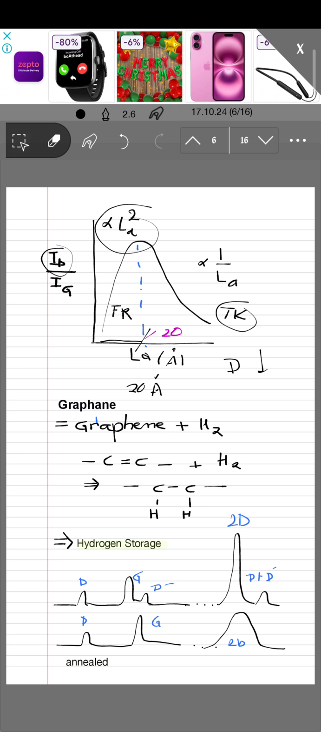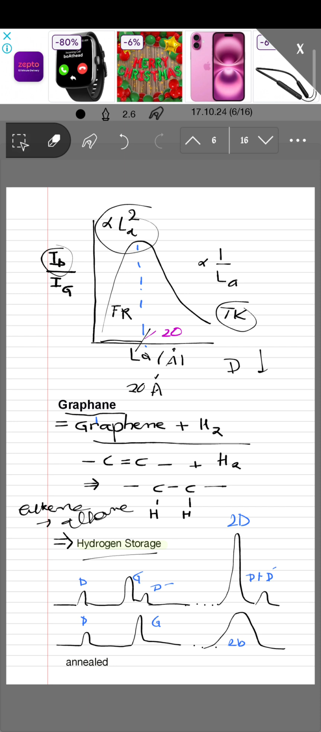In a similar way, there is another compound called graphane. That is, if we allow hydrogen to react with graphene, it forms graphane. Similarly, as alkene forms alkane, graphene will form graphane, and it is a very good hydrogen storage material from the very fact that the hydrogen gets bonded with the carbon, and we can take it out whenever required.